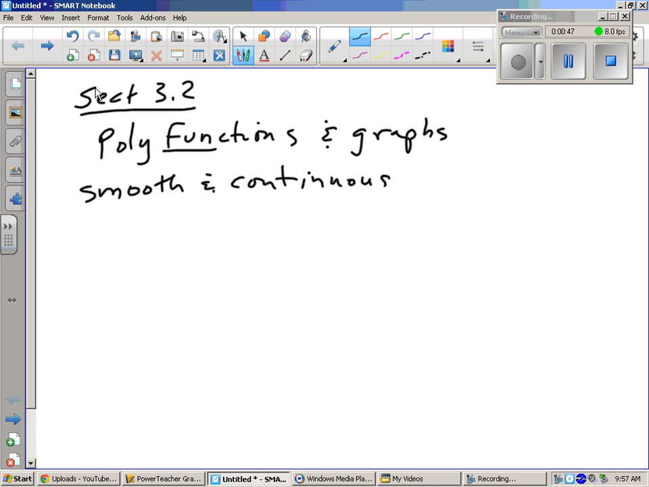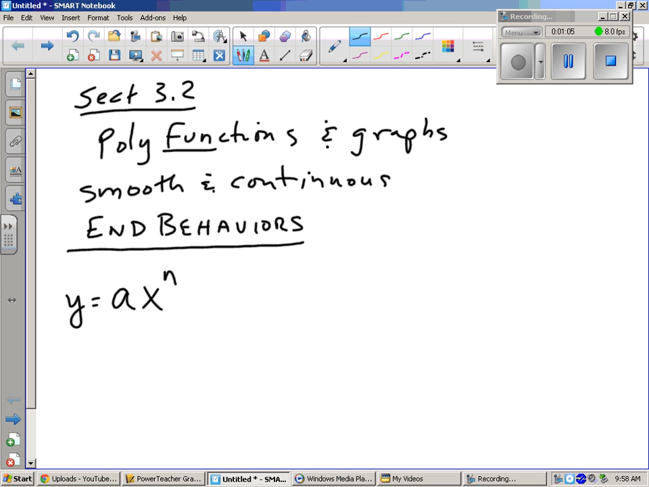When we go to graph polynomials, we like to look at the end behaviors. Now, end means the front and the back, so not just the last part, but the beginning and the end of the graph. So the basic formula is y equals ax to the n. So we have a number a, we have the variable x, and then another number n, an exponent. So let's talk about when a is positive. When a is positive, the main thing is that the graph will rise to the right.